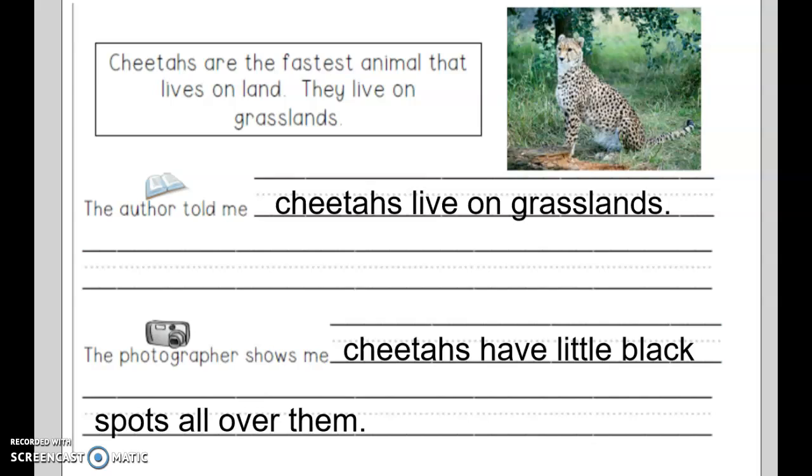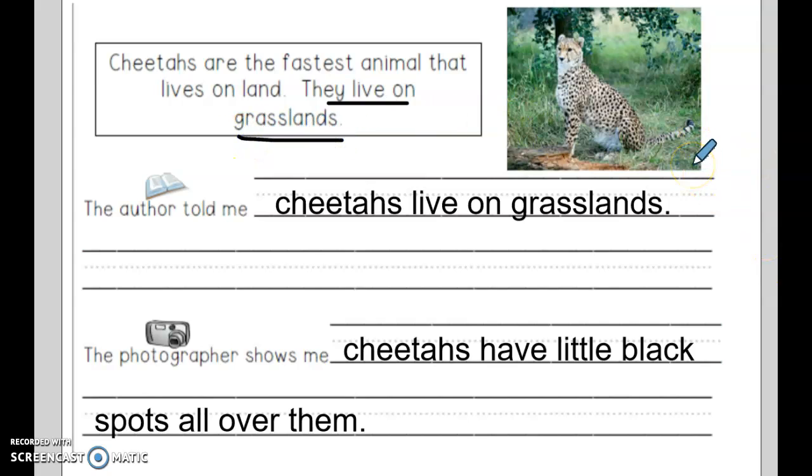Now I'm going to come over here to the fill in the blank. And this one was about cheetahs, and it said cheetahs are the fastest animal that lives on land. They live on grasslands. And here's the photograph of a cheetah. So I chose just one piece of information from the text, and the author told me cheetahs live on grasslands. That was something I learned from the words. The author told me this.